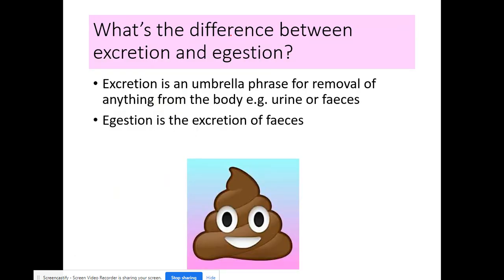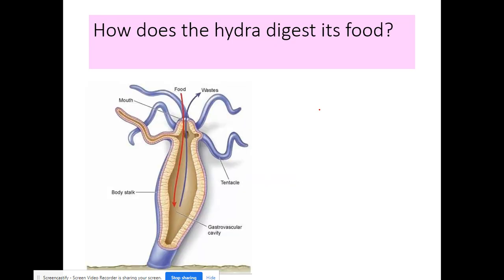Next one, what's the difference between excretion and egestion? I would say that excretion is more of an umbrella phrase about removal of any sort of waste from the body. So it could be urine, it could be feces, whereas egestion really is talking about the excretion of the feces. So egestion is more specific to feces, whereas excretion could be urine, feces, sweat, etc.